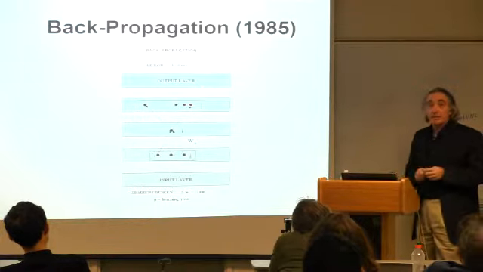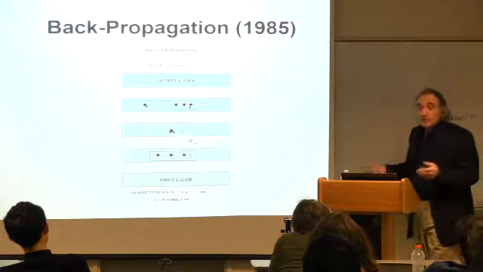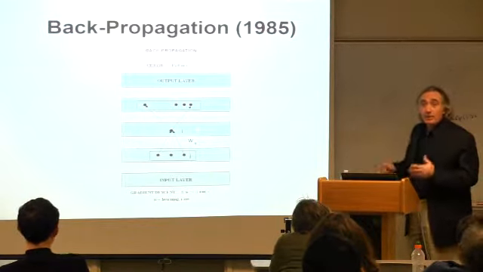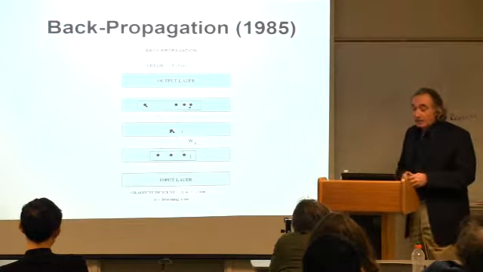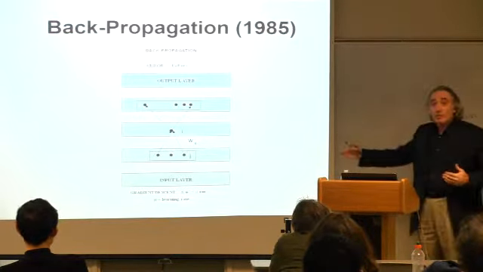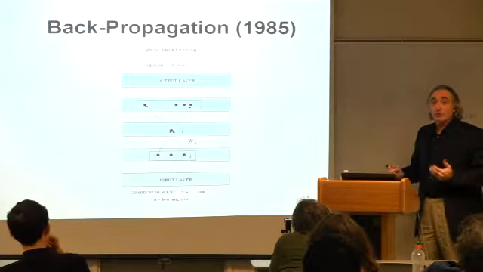So in the 80s, it was applied to networks with 3 layers, one hidden layer. It worked nicely there, and that's what you could do with the computers at the time. But as soon as you went to deeper architectures, it was impossible to use gradient descent.